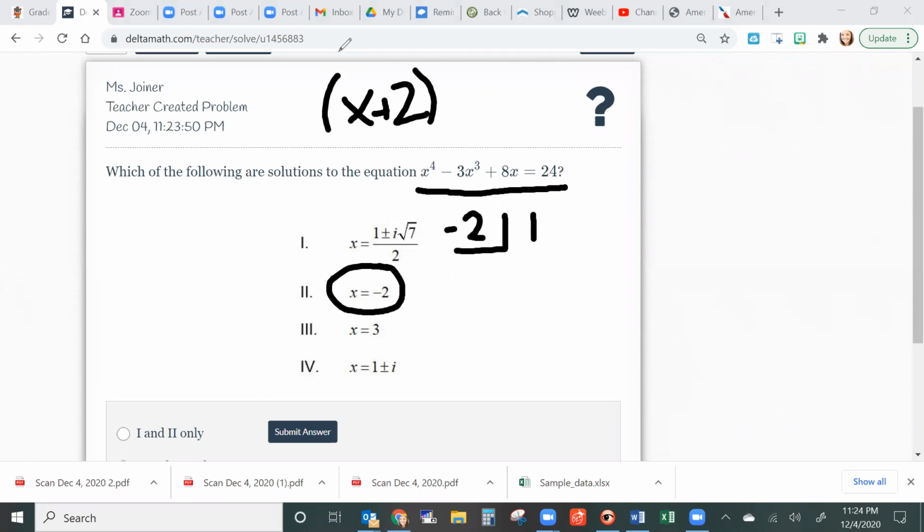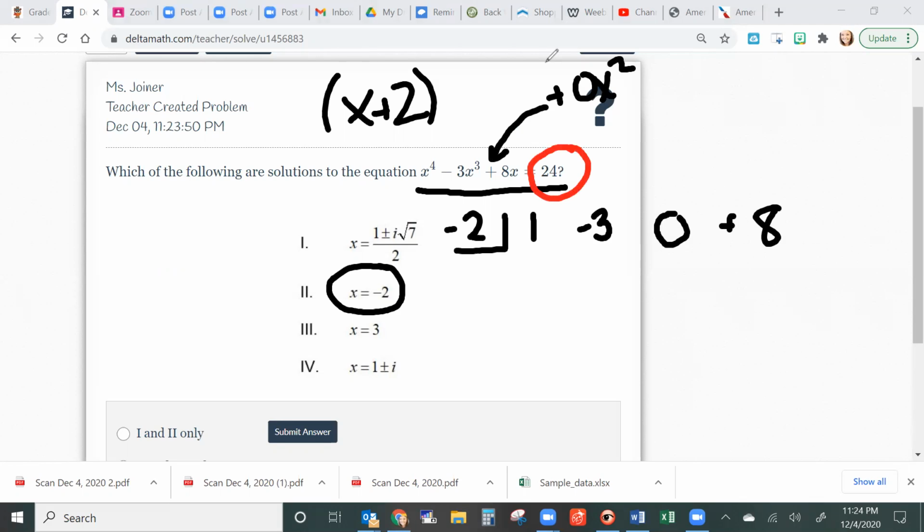1x to the 4, -3x to the 3. Okay, a 0 for the x squared, that should be right here. But do you remember how if you ever skip a power, that's like a 0x squared. Then I have a plus 8x, and then my 24, forgot to write this, but if it's on this side, that means really when I scooch it over, that's going to be a -24. Okay. So I'm starting with long division or synthetic division.